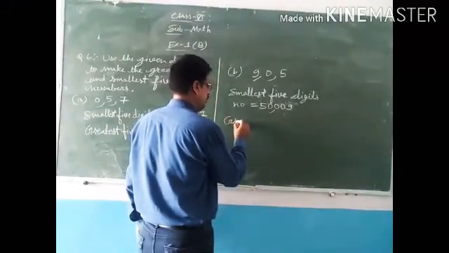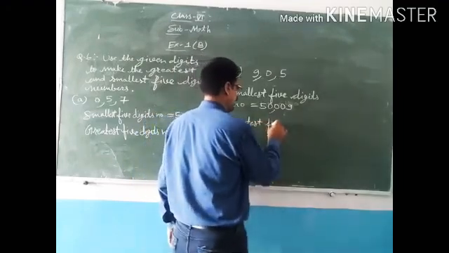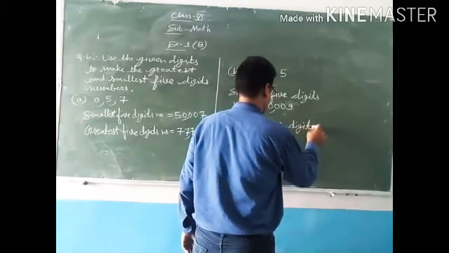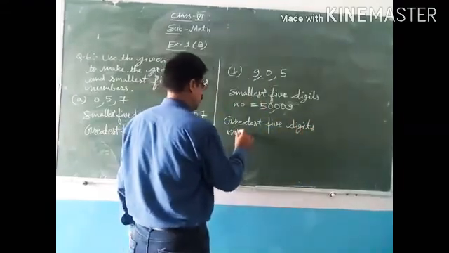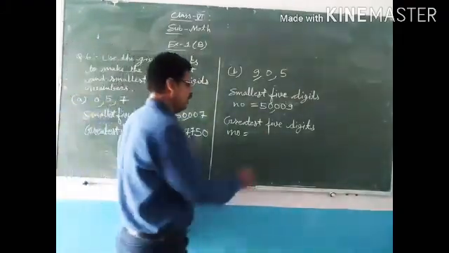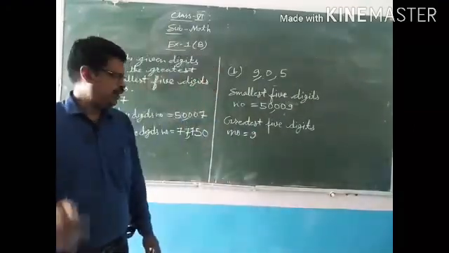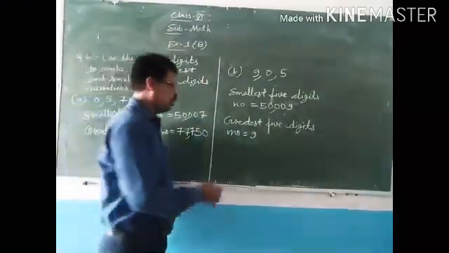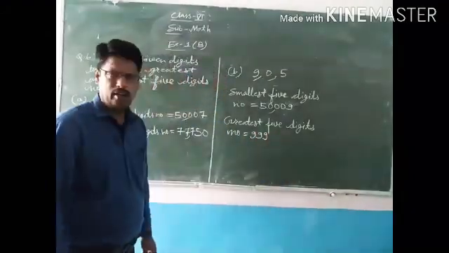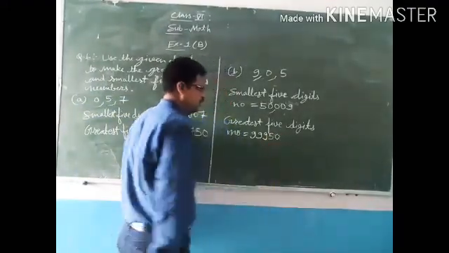Now greatest 5-digit number. So for greatest 5-digit number, we will have to write the greatest number first. So 9 we will write, and 9 we will have to repeat it also. So how many more times we will repeat? 2 times more we will repeat. And then after smaller than 9, which digit is there? 5, and in the last 0.